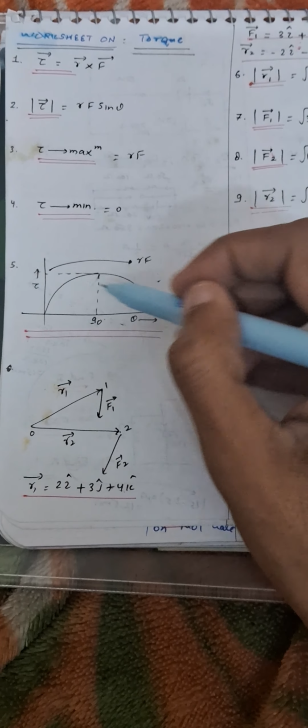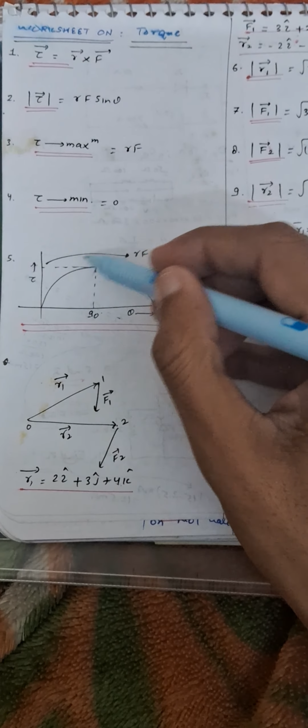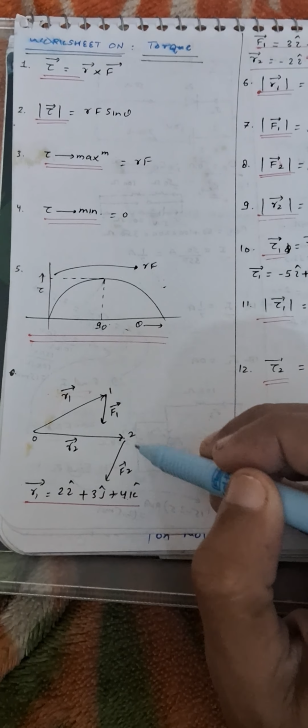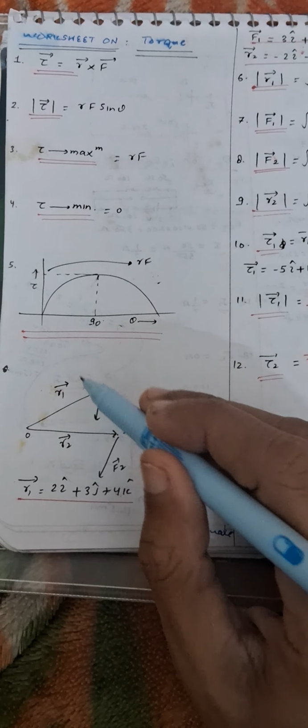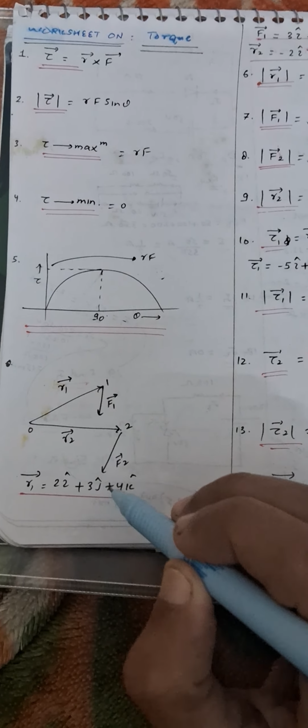Next is the torque versus theta graph. It will be a sine curve which will be maximum at 90 degrees, and the maximum value of torque will be RF. Next, we are given 2 points, 1 and 2, and forces are applied on these points as F1 and F2, and the position vectors are R1 and R2 respectively. We are given R1 as 2i plus 3j plus 4k.